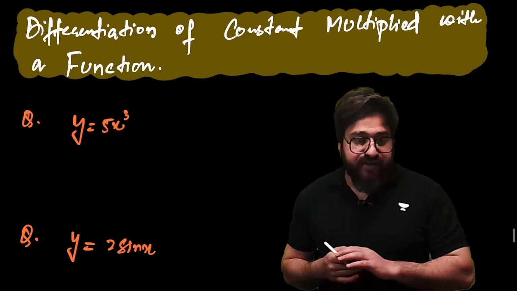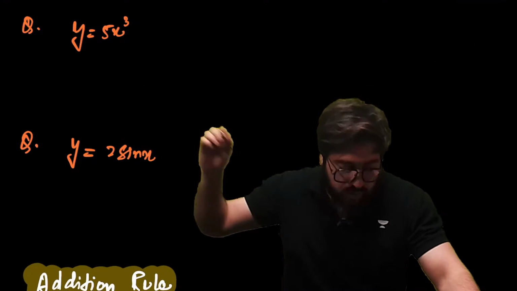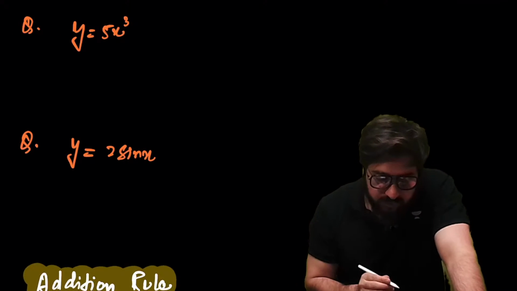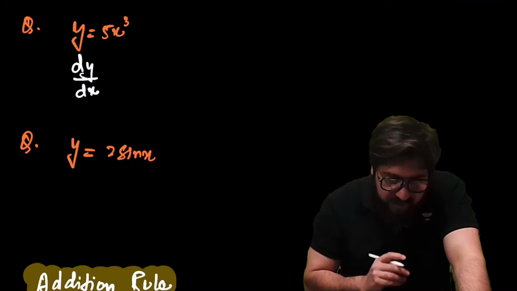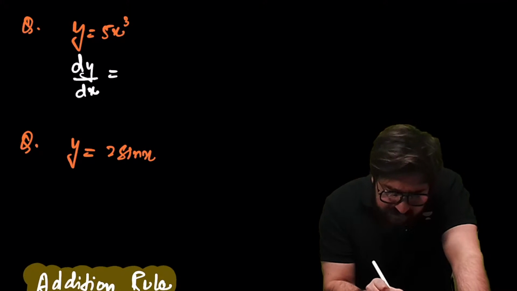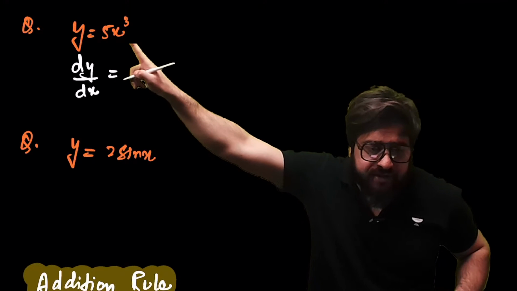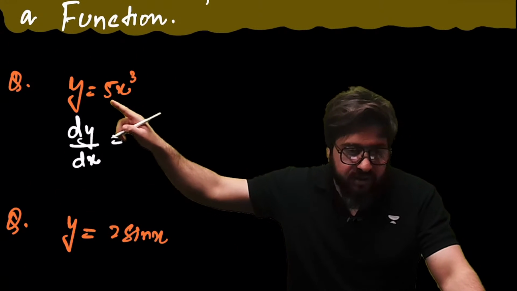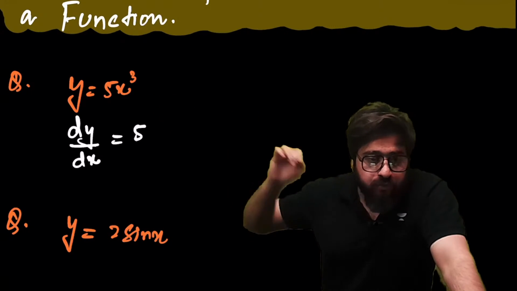Now, my dear friends, let's suppose you get a question like this. How do we solve it? Y is equal to 5x cube. In this case, when it comes to the differentiation dy by dx, what is the first thing you will do? Take this constant, 5, out. Then you have x cube.